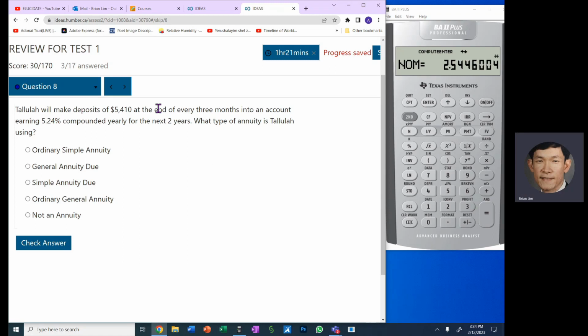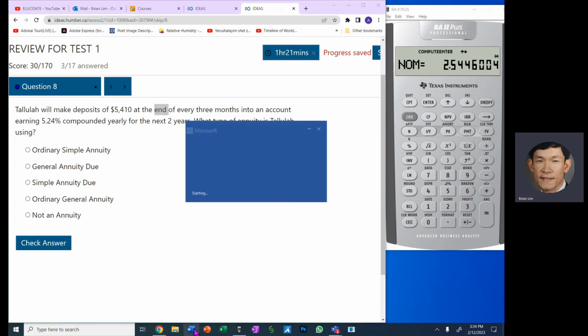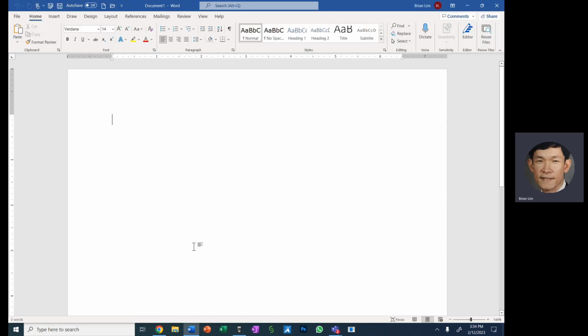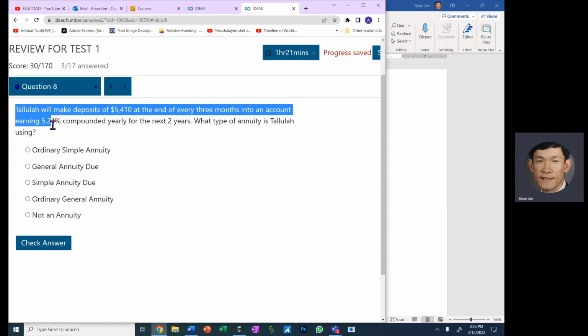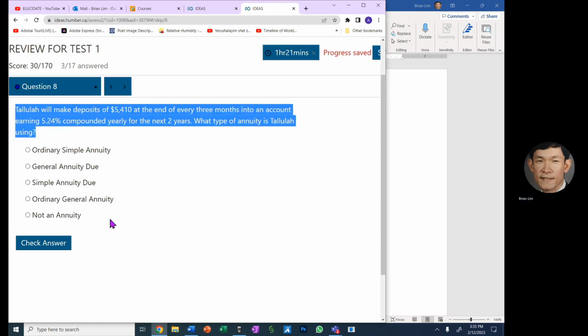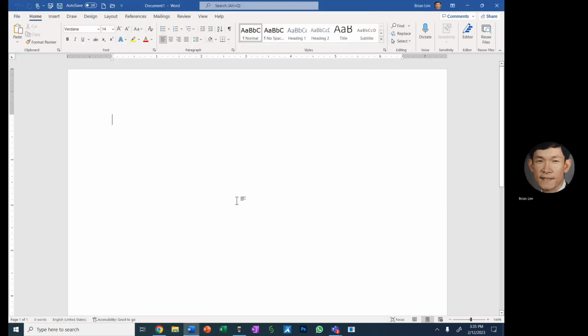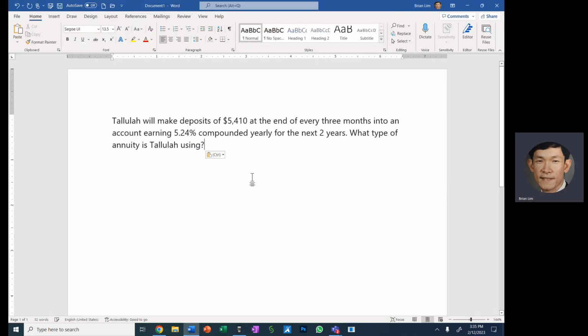So we have an end. Remember those kinds of annuities? We have 4 kinds. So let's go maybe and look into the Word document. Let's go back here, maybe copy this, and then we can do the analysis to come out with the correct answer. All right, so here we are. Let's bold it maybe, and highlight end. So end is important. We need that.